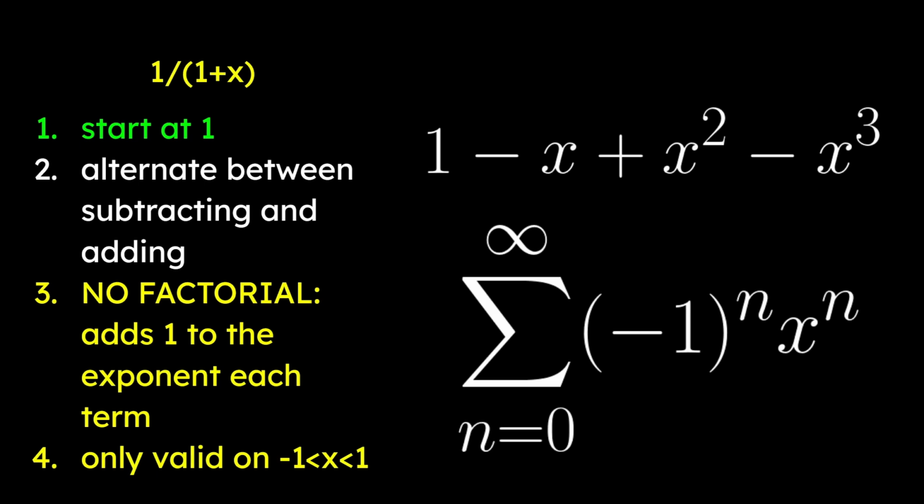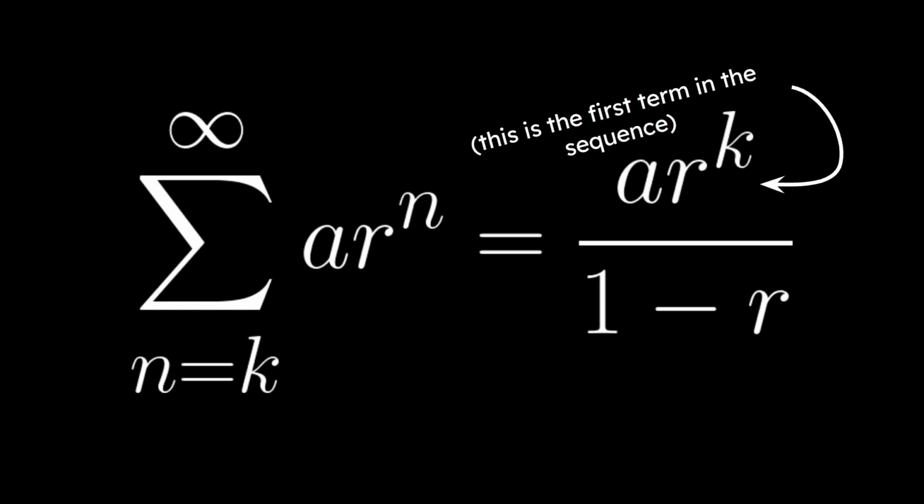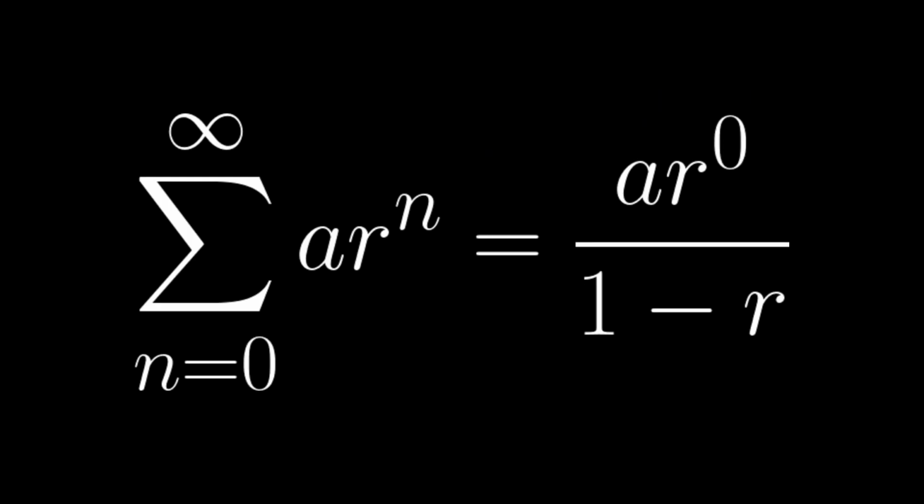This is because, if you notice, this is secretly an alternating geometric series. As a quick reminder, geometric series look like this, and these only converge if the absolute value of r is less than 1, since to converge, the term has to eventually equal 0 at the limit. Since we're always starting at n equals 0 for Taylor and Maclaurin series, k is equal to 0. So that removes the r to the k part.